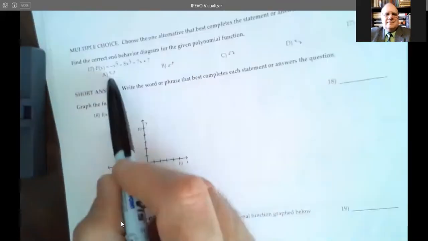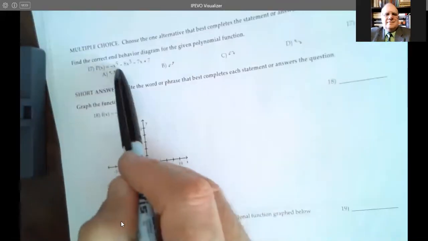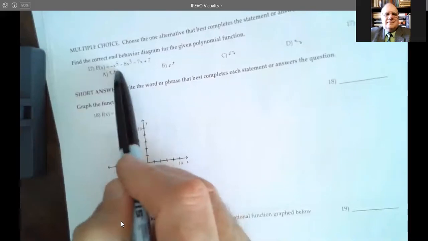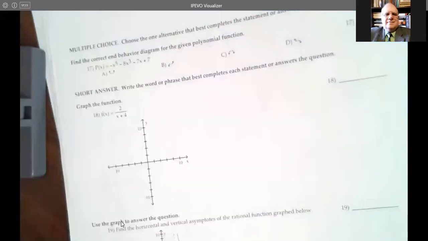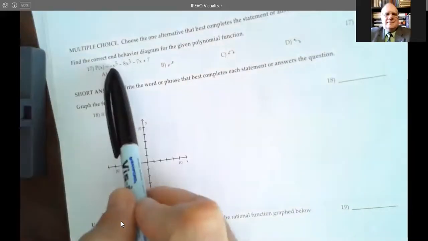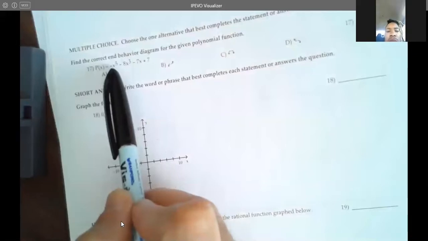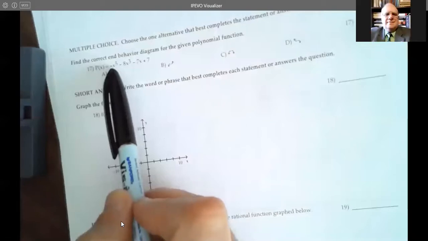All right, number 17. You've got negative x to the fifth. You just look at the leading term. What's that going to behave like? It's a negative x to the fifth. It's negative and it's to the fifth power, so is that even or odd? It's odd. So it's going to behave like a negative x cubed.